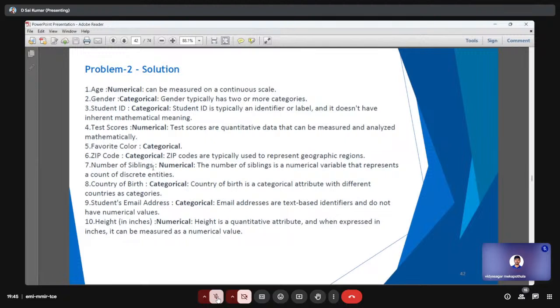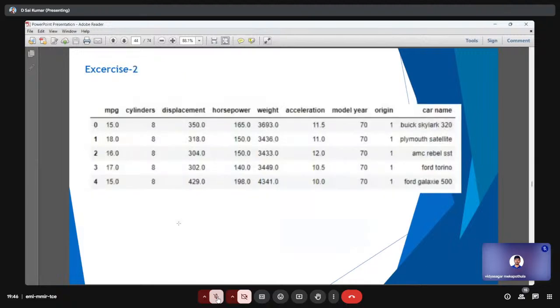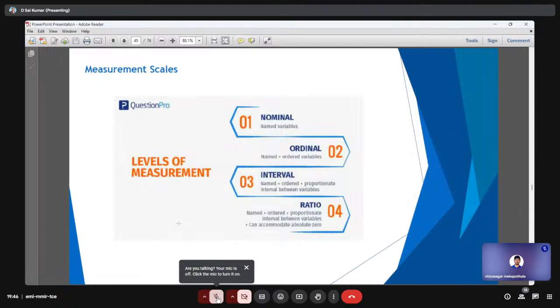The number of siblings is numerical, as I just mentioned. The country of birth is categorical. Student email address is again categorical. And height in inches is a numerical one. So these are some of the examples of where we classify the data as quantitative and qualitative.